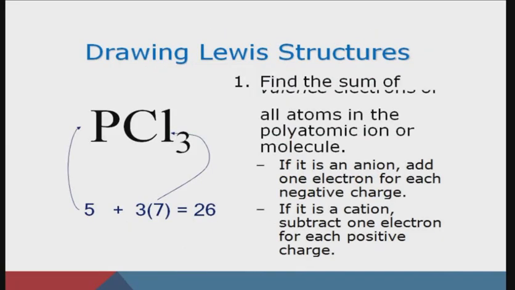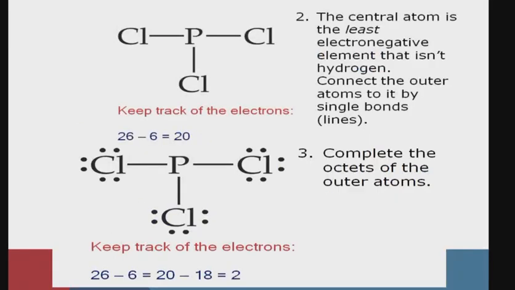Drawing Lewis structures. 1. Find the sum of valence electrons of all atoms in the polyatomic ion or molecule. If it is an anion, add 1 electron for each negative charge. If it is a cation, subtract 1 electron for each positive charge. 2. The central atom is the least electronegative element that is not hydrogen. Connect the outer atoms to it by single bonds.